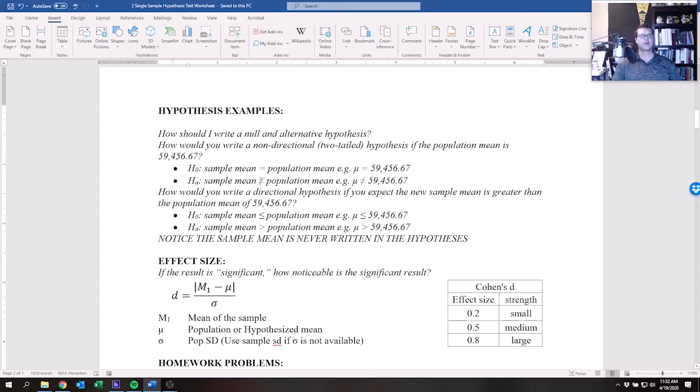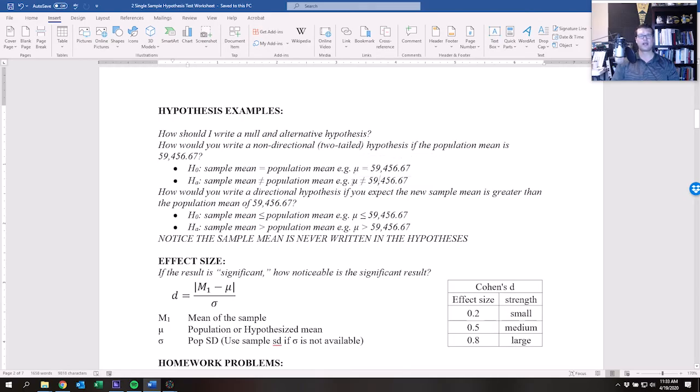Basically saying that the sample mean equals the population mean, or the sample mean does not equal the population mean. How would you write a non-directional test if the known population mean is $59,456.67, and I want to know, does this subpopulation, or this sample, equal it or not equal it? Is it reflective or not reflective of the population mean?